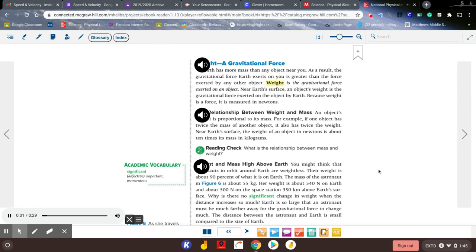Weight. A gravitational force. Earth has more mass than any object near you. As a result, the gravitational force Earth exerts on you is greater than the force exerted by any other object. Weight is the gravitational force exerted on an object. Near Earth's surface, an object's weight is the gravitational force exerted on the object by Earth. Because weight is a force, it is measured in newtons.